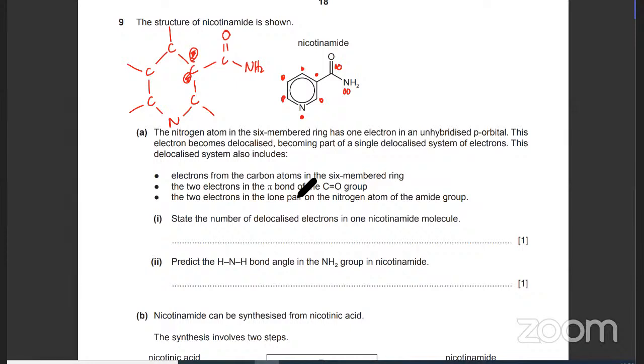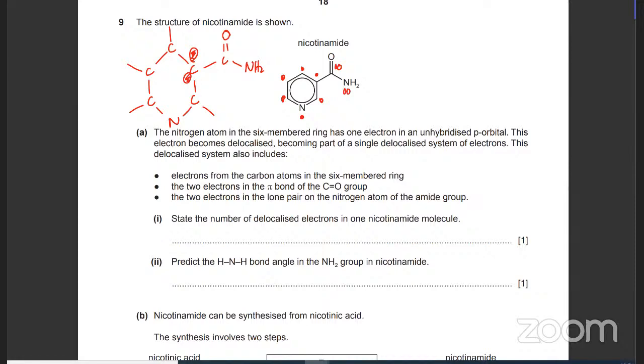Sir, the N in the benzene has one free electron. Basically there is no question here. Everything is written over here exactly. The nitrogen atom in the 6-membered ring has 1 electron, and this electron becomes delocalized. Basically, nitrogen has 1 electron in an unhybridized p orbital, and this electron becomes delocalized. So 1 electron. You just have to sum them up.